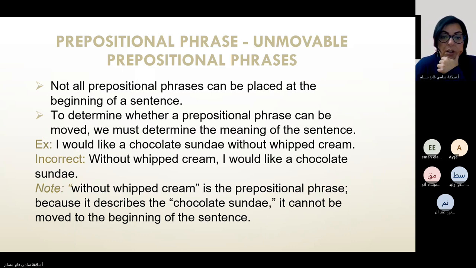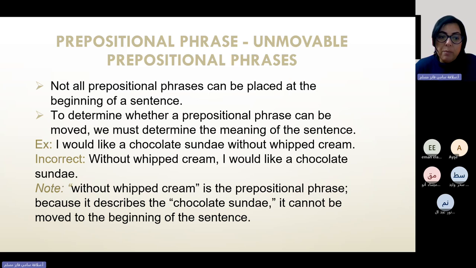Okay, we said that we have movable and unmovable prepositional phrases. So we will talk about the unmovable because we know the movable is easy. We can put it at the beginning, we can put it at the end. It doesn't change the meaning of the sentence, and it's flexible. We can use them either way. But not all prepositional phrases can be placed at the beginning of a sentence. To determine whether a prepositional phrase can be moved, we must determine the meaning of a sentence.